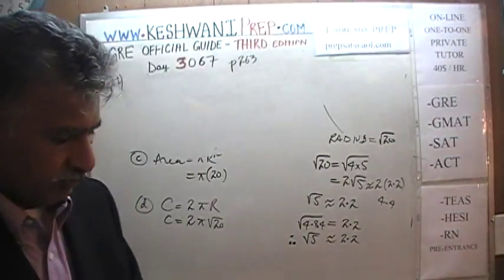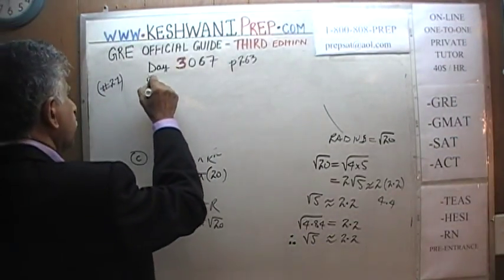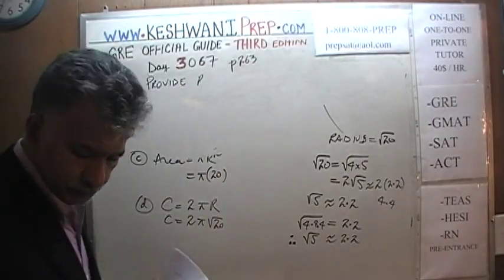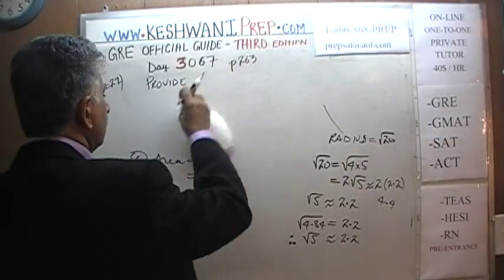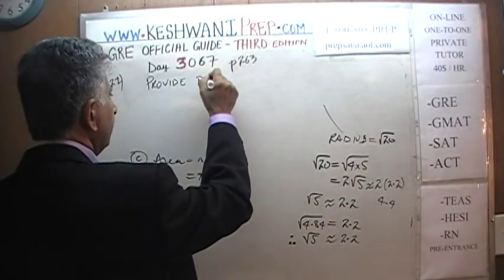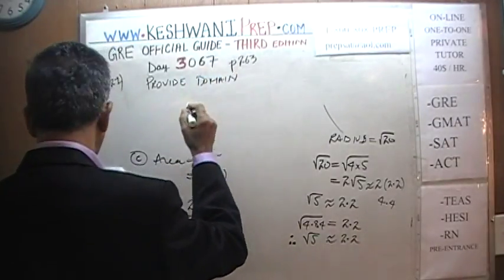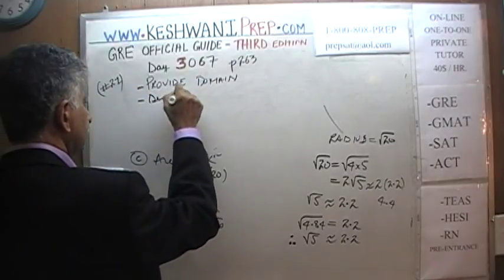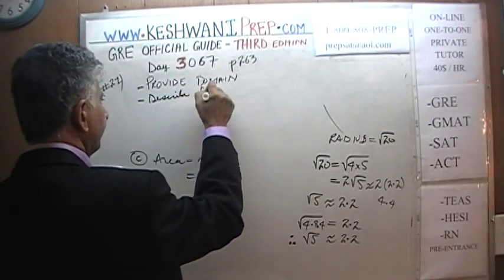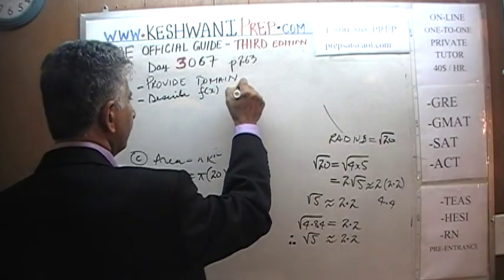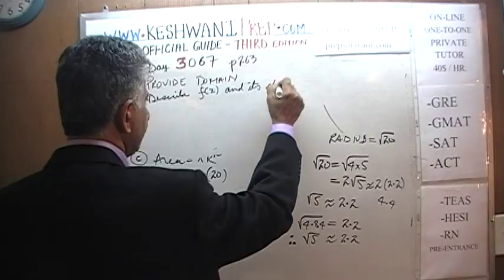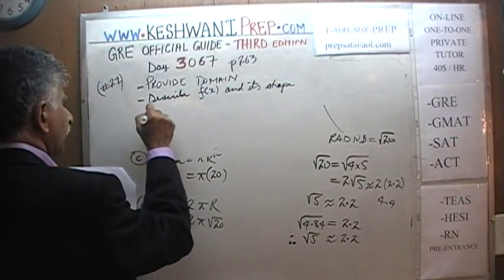Number 21 says provide domain, and it says describe f of x and its shape. And also provide x and y intercepts.